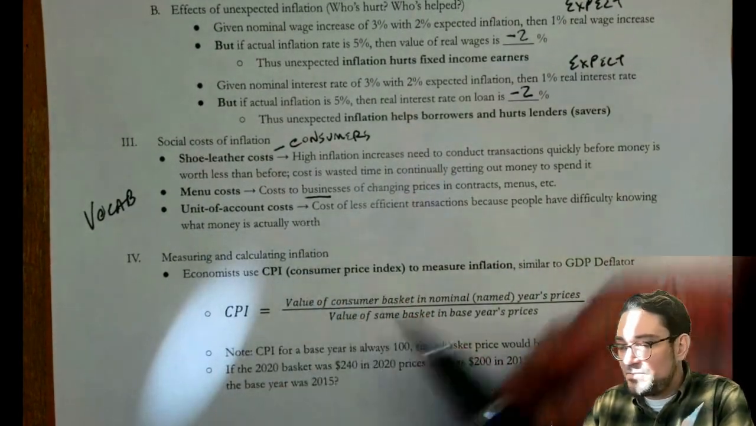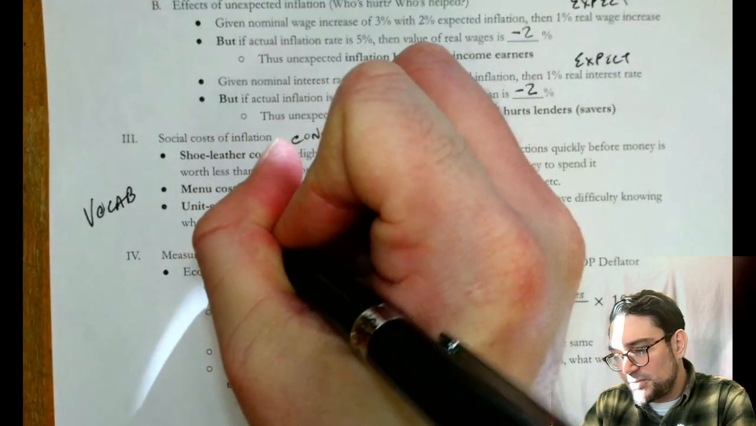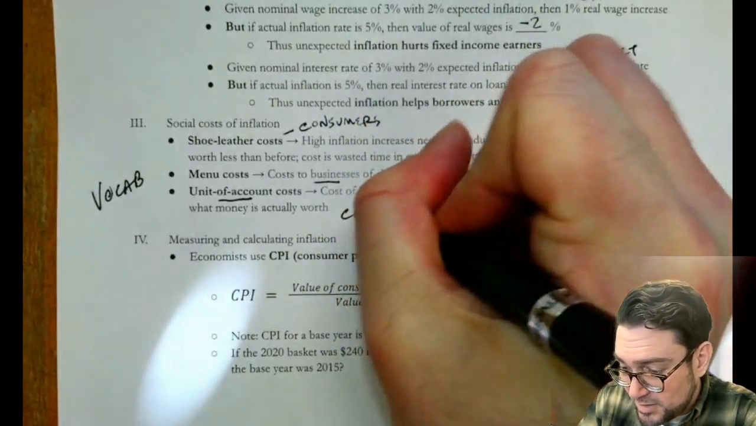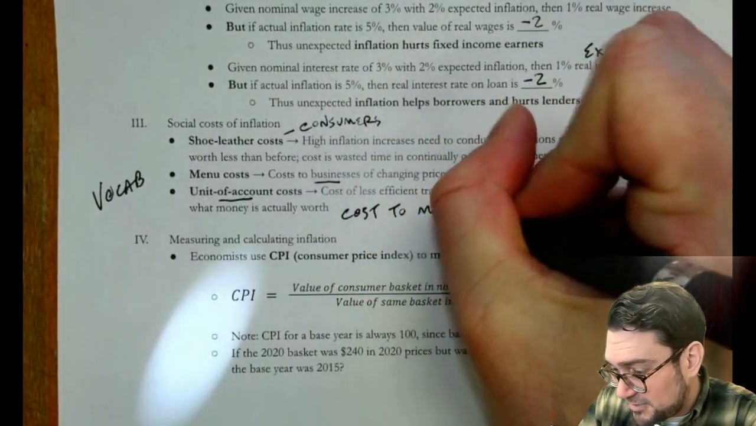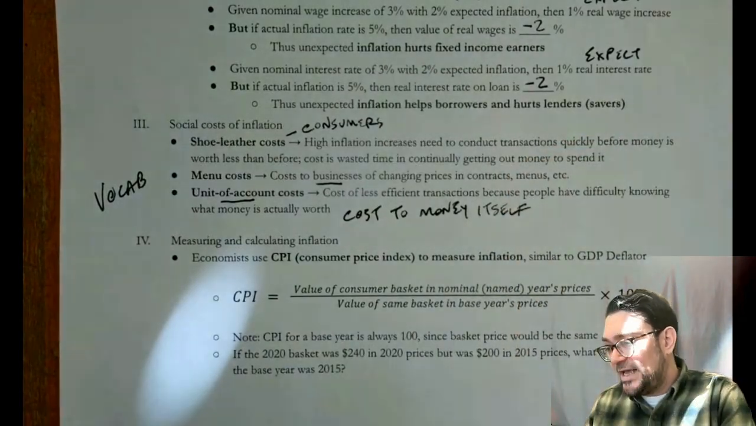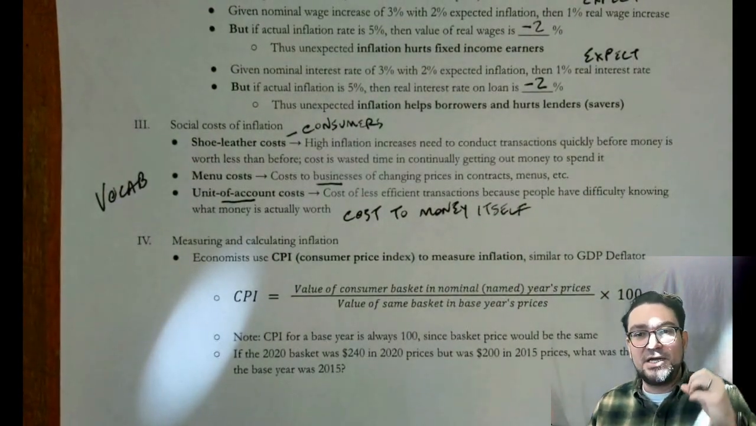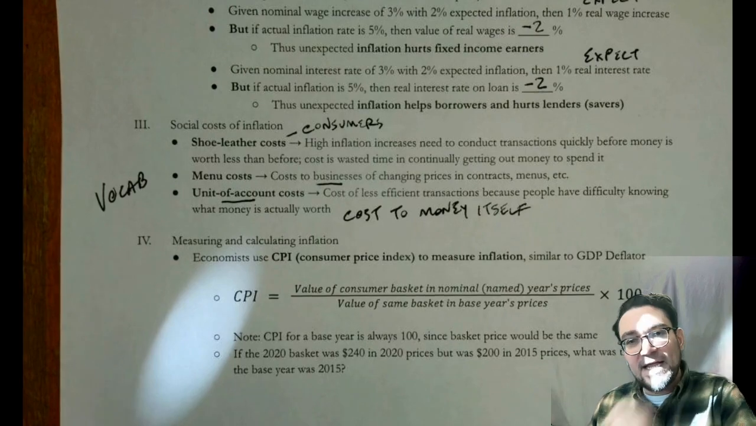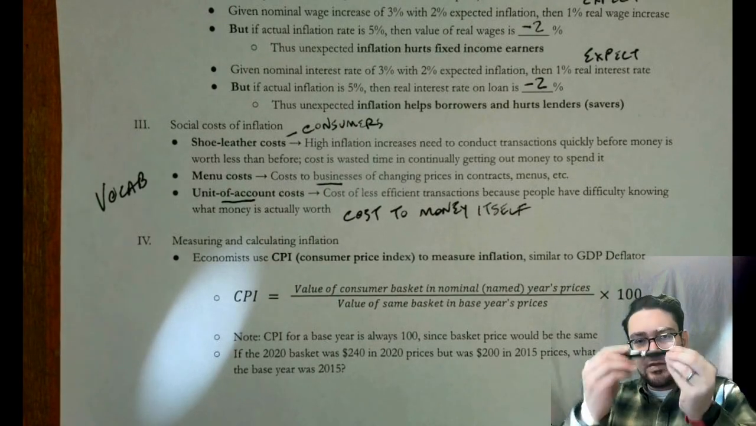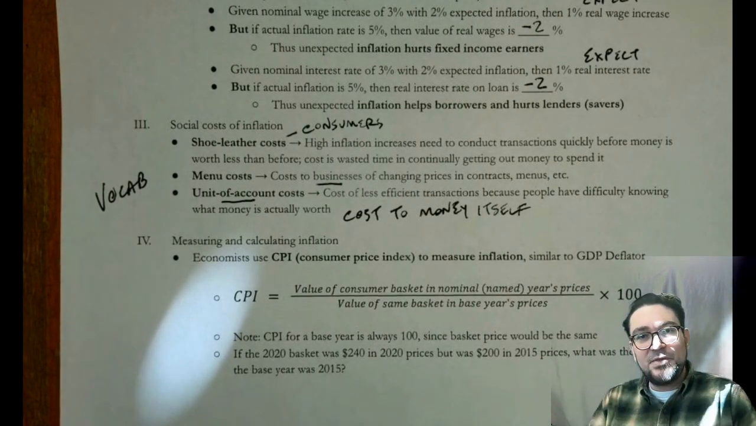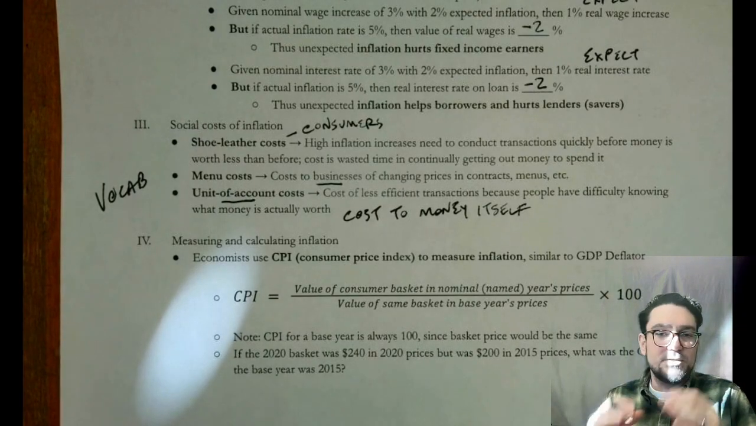The third is something that's a little bit more abstract. It's called the unit of account, and it's actually the cost to money itself. Money itself performs a function, and one of the functions of money is that we use it as a unit of value of an account. In other words, we say, this pen's maybe worth $10, right? Or this laptop that I'm recording this on is worth $1,000.